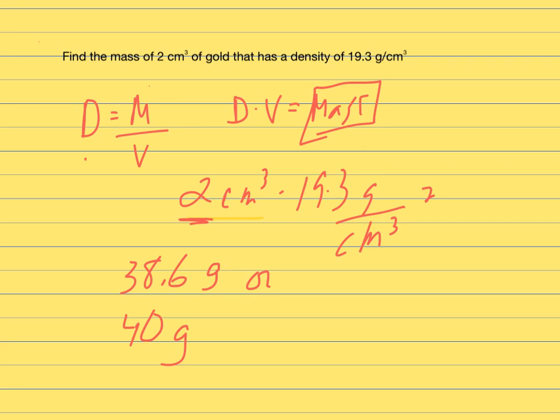Now the important thing about this is if you're going to do this problem just by using the equation, you have to be careful about the units. In this case, centimeters and centimeters are going to cancel out, and therefore when you multiply them together, you're going to end up with 40 grams.